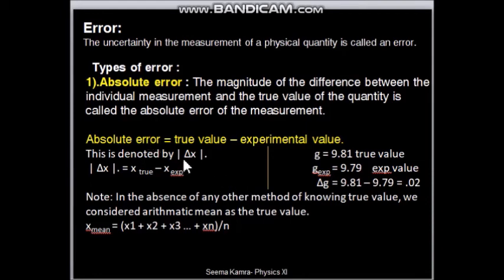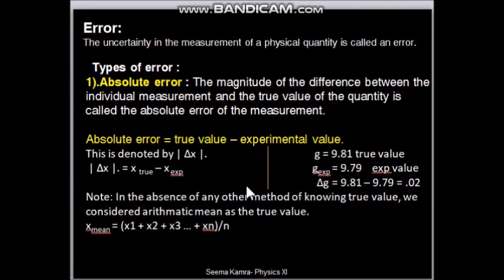We always denote it by delta x. x means any quantity. So if it is about g, we have to write absolute error as delta g. So what is the value of absolute error in g? 9.81 minus 9.79. So 0.02 is the absolute error.